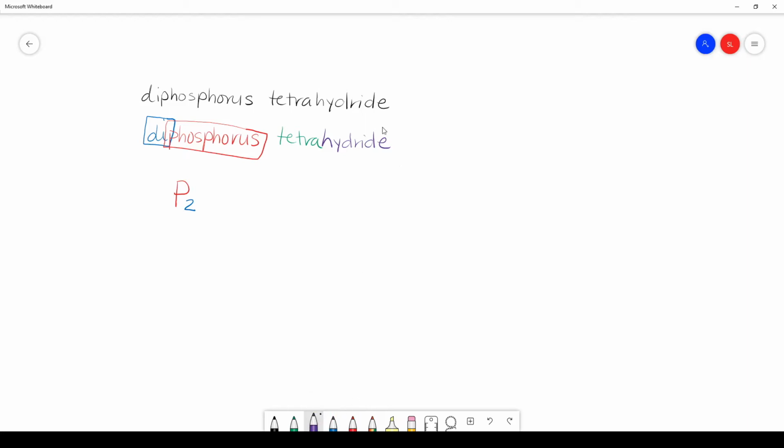Moving on to the second element, our root plus ide is hydride. The root is hydrogen, and that means that the symbol is H. And prefix 2 is tetra, which gives us subscript 2 of 4. So the chemical formula for diphosphorus tetrahydride is P2H4.